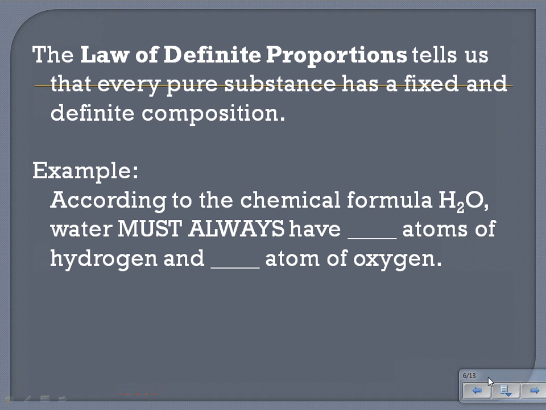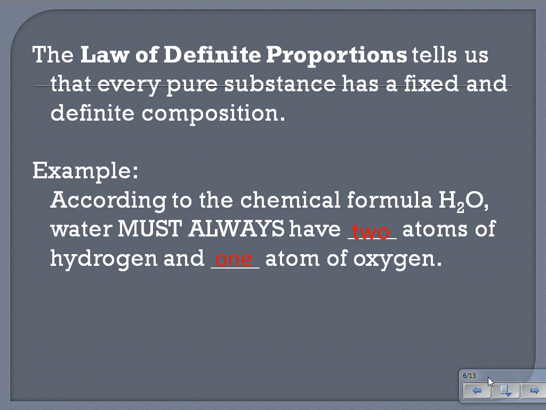The law of definite proportions is one law, and it tells us that every pure substance has to have a fixed and definite composition. The example that I gave you, again, if we look back at water, according to the chemical formula H2O, water must always have 2 atoms of hydrogen and 1 atom of oxygen.